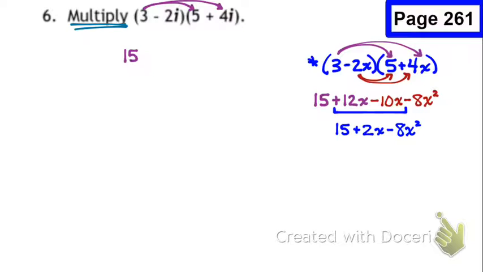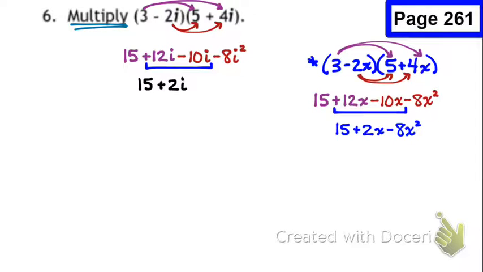15 plus 12i minus 10i minus 8i squared. Can we combine anything? Those two together. So I would have 15, 2i, yep, minus 8i squared.